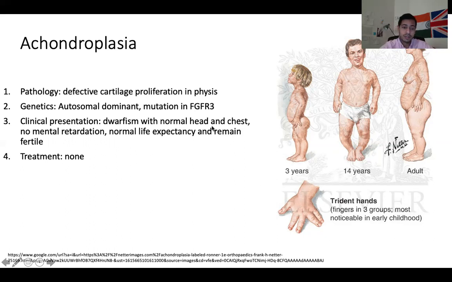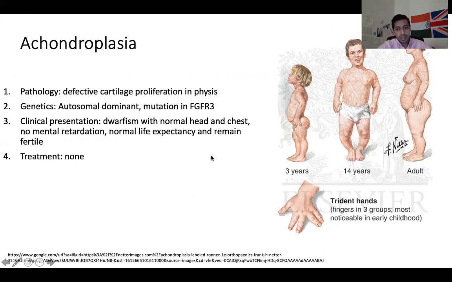And as you can see here in the image right next to the information, it presents as dwarfism. And the dwarfism tends to be more extremity based. The patients that suffer from achondroplasia tend to have a normal head and a normal trunk or chest, but their extremities are incredibly short and not proportionate to their age, as we can see the progression from a toddler at 3 years old all the way to 14 years old and then an adult.